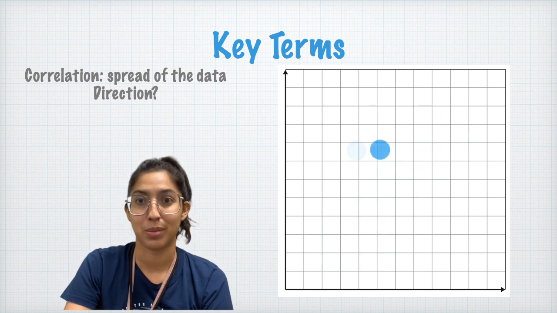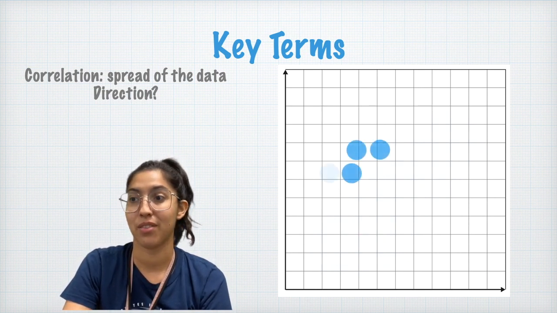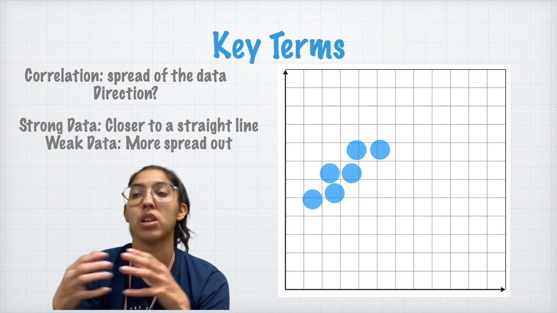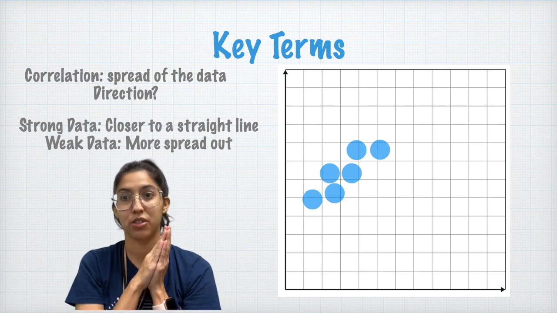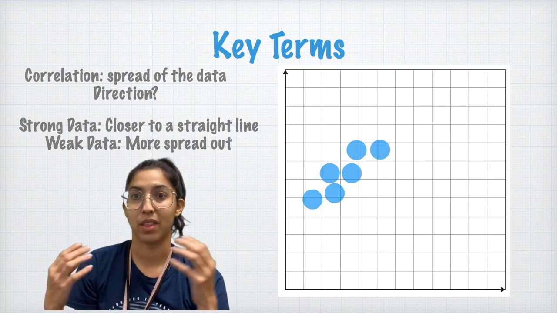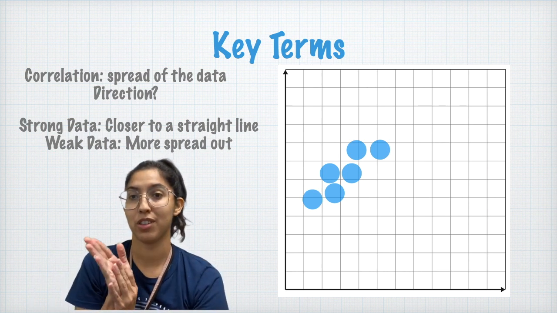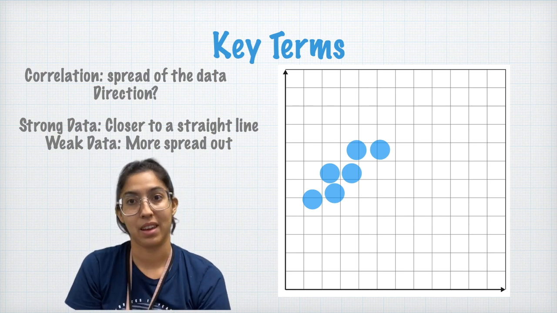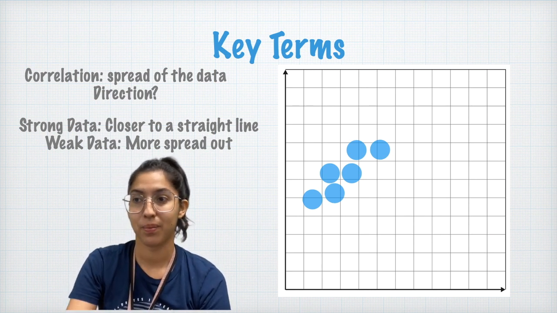So now we're gonna put some dots on this graph because we have different type of data. So if the dots are really close together, like closer to making a straight line, that would be strong data. If they're more spread out, then that would be weak data. So draw this graph out, label it strong data, and then pause the video and then come back.